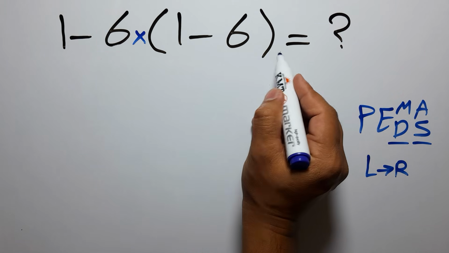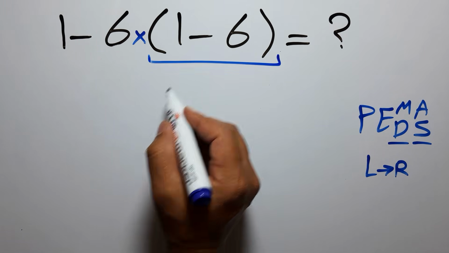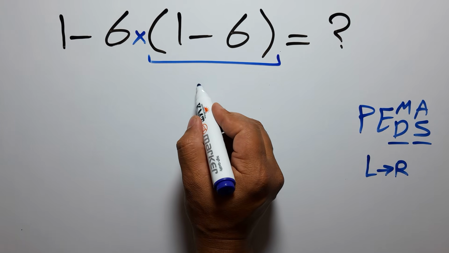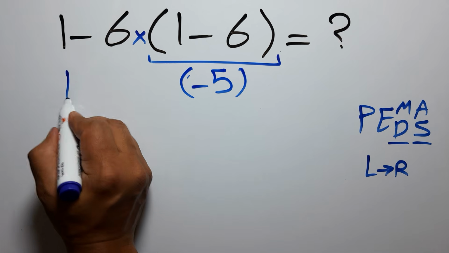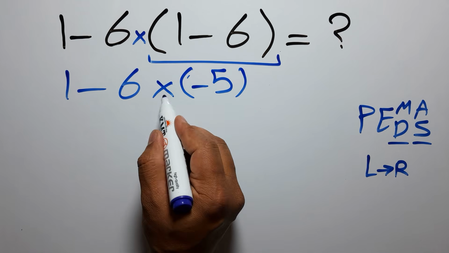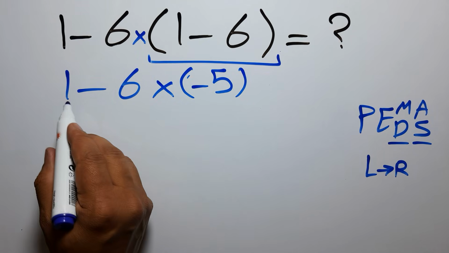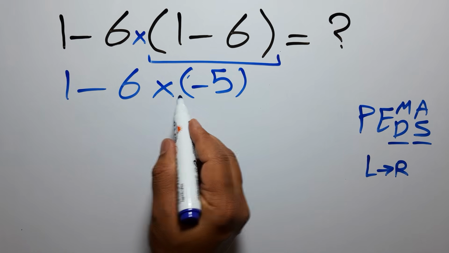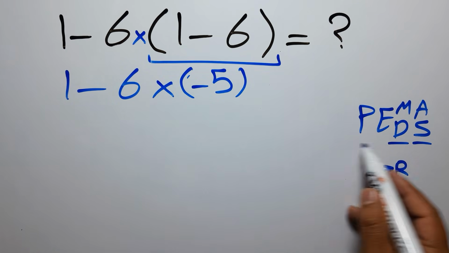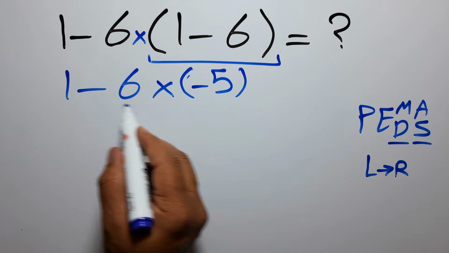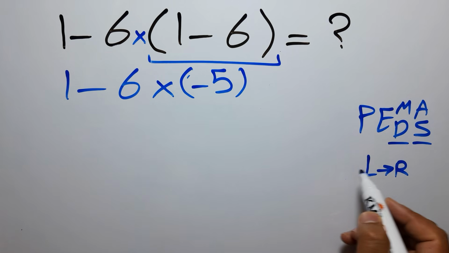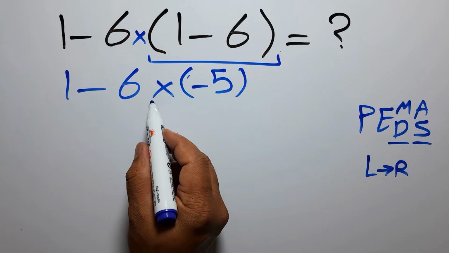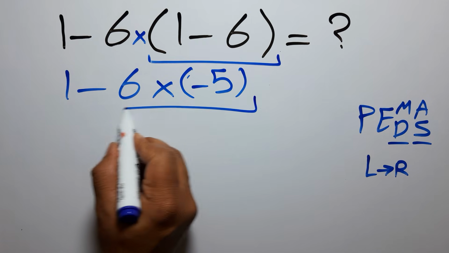So first we have to do this parentheses. Inside this parentheses we have 1 minus 6, which equals negative 5. So we have 1 minus 6 times negative 5. Now in this expression we have one subtraction and one multiplication. According to PEMDAS, multiplication has higher priority than subtraction because multiplication comes before subtraction. So here first we have to do this multiplication.